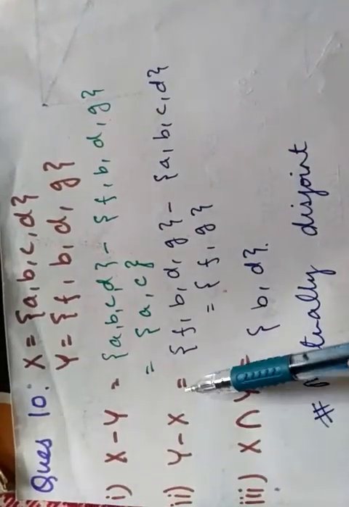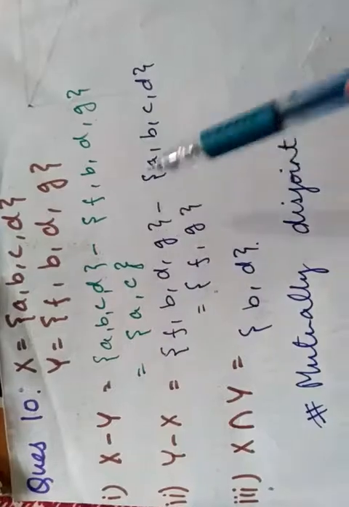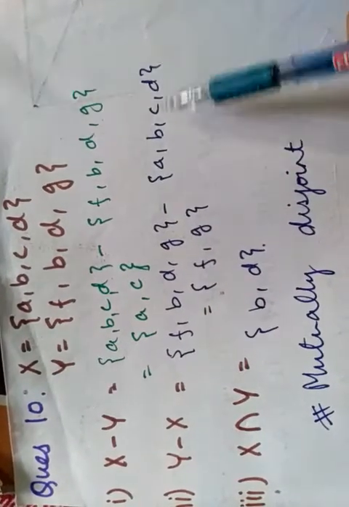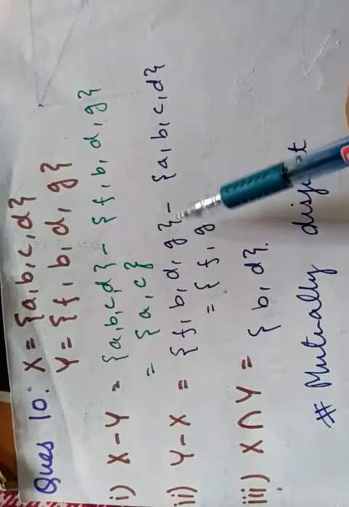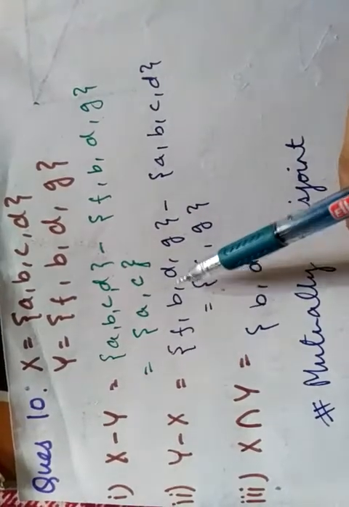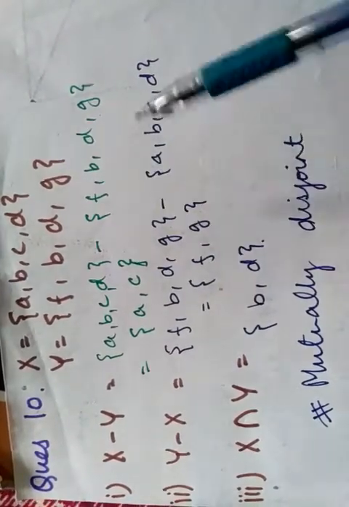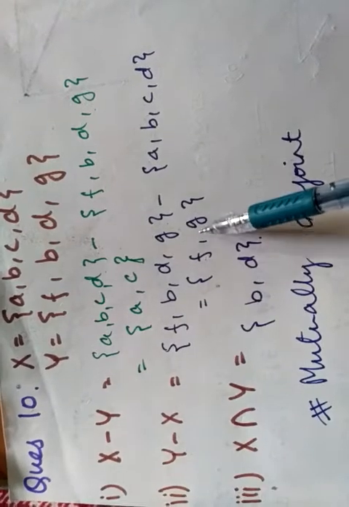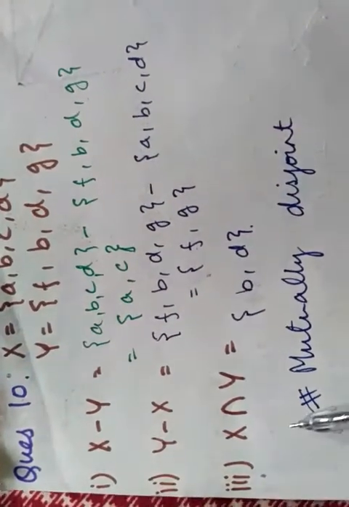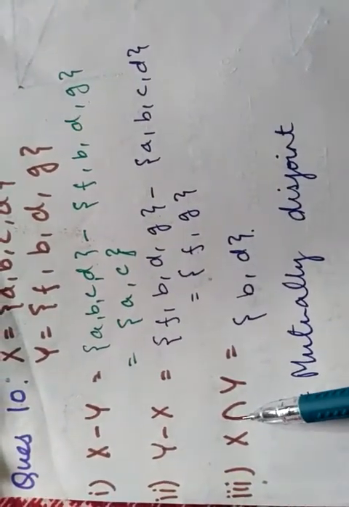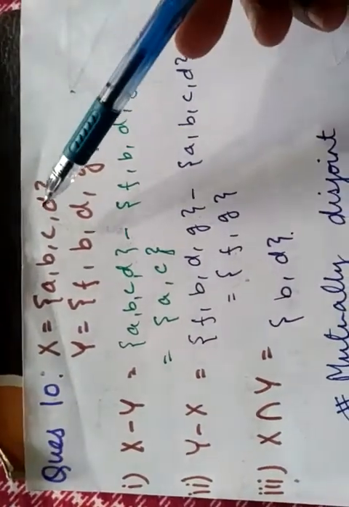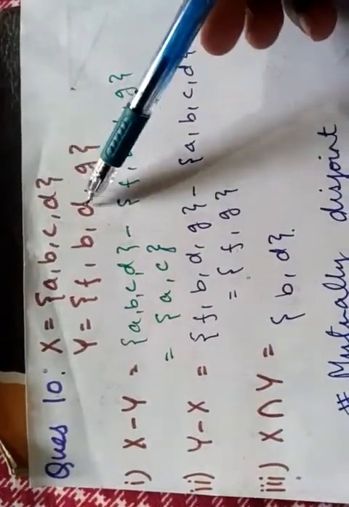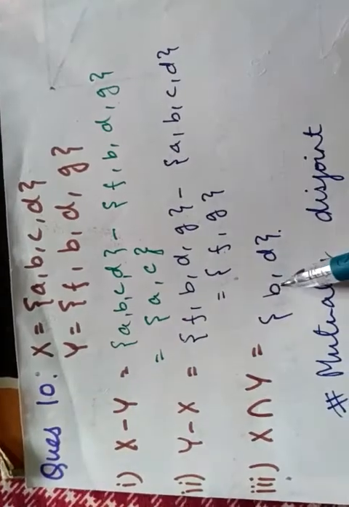Similarly, Y minus X equals the elements of Y minus the elements of X, and the common elements will be removed. So the common elements are B and D. They will be removed and we are left with only two elements, F and G. Also, we have to find X intersection Y. That is the common elements between these two sets, and these are the two elements B and D.